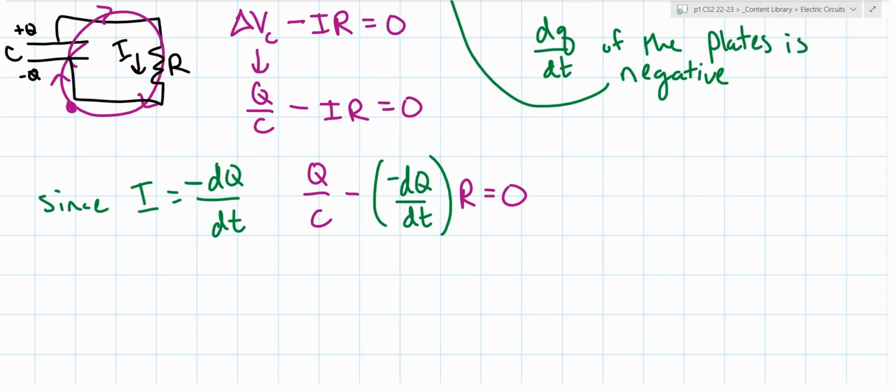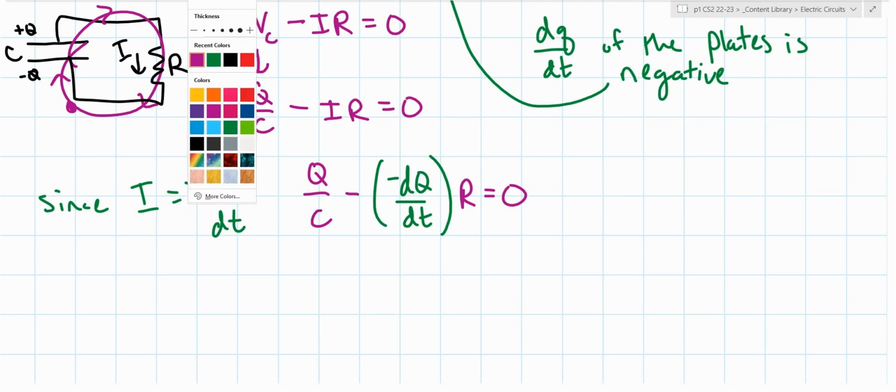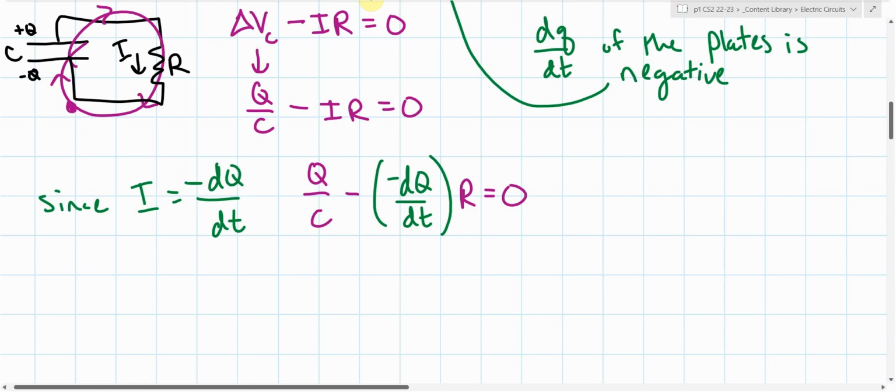Okay, now what it looks like here is I've got a dQ in the same function as a Q. What I have here is a differential equation, so we're going to have to solve it as a differential equation. You may not remember how to do this. It's okay, I'm going to walk you through it. To solve a differential equation, the first thing we have to do is separate the variables.